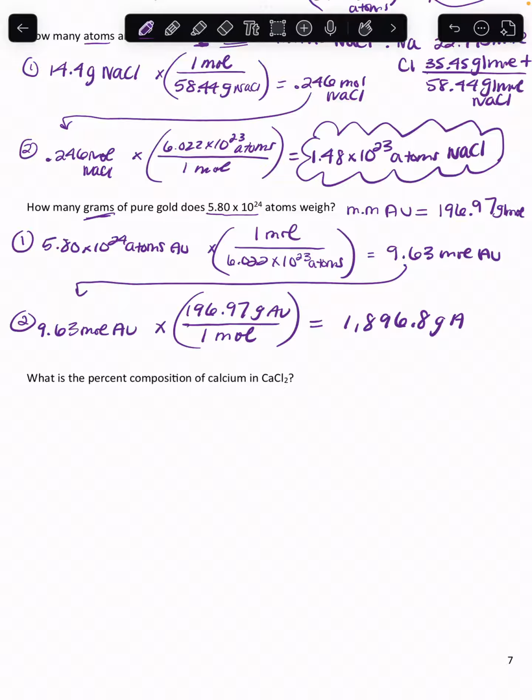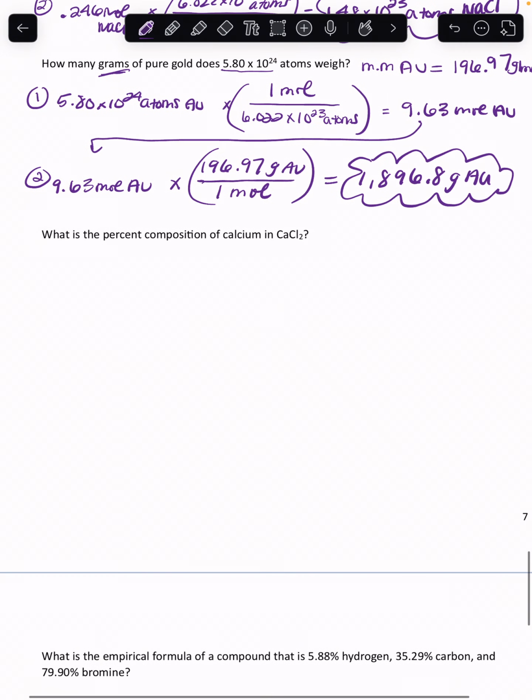Okay? So multiplying this out, I end up with 1,896.8 grams of gold. That is quite a lot. God, I want some of that. For real. Make me a savings account. Okay. Next one.